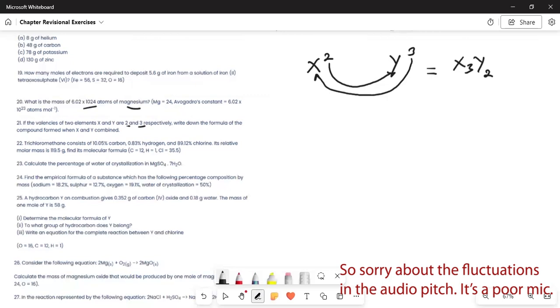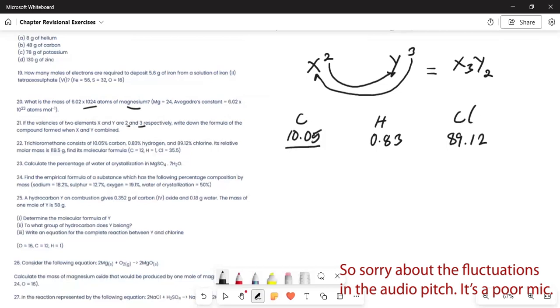So the first element here is carbon. The percentage composition by mass is 10.05%. The next one is hydrogen. The percentage composition by mass is 0.83. And then the next one is chlorine. The percentage composition by mass is 89.12. To express the mole ratio in which they are combined, we need to divide each of these composition by mass by the relative atomic mass of each of the component elements.